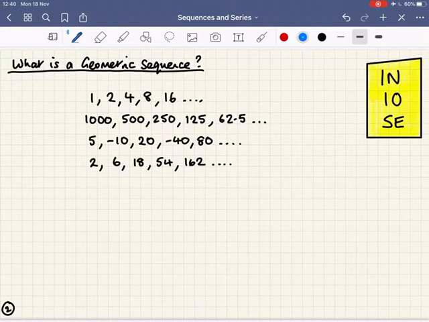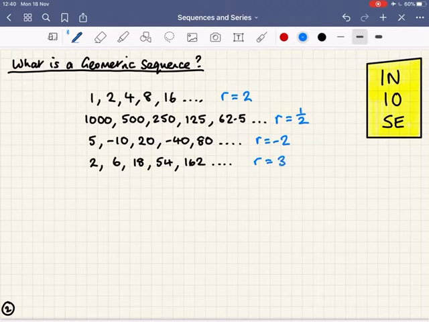And a common ratio is a ratio or a number that each term has been multiplied by to get the next term. So in this first geometric sequence, we can see that each term is double the previous term. So our common ratio is 2. In the second one, we've halved every term, so our common ratio is a half. And in the third one, we've multiplied everything by -2, so that's our common ratio. And in this last one, we have a common ratio of 3.